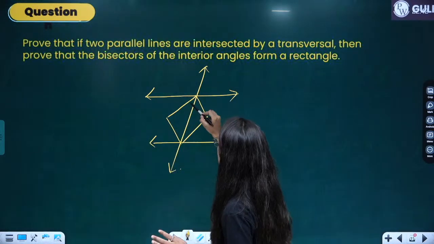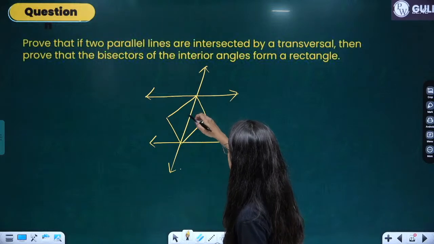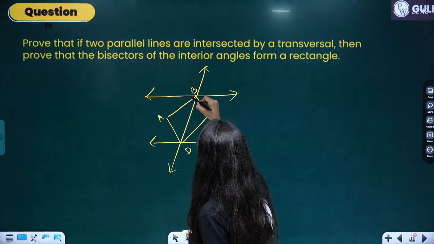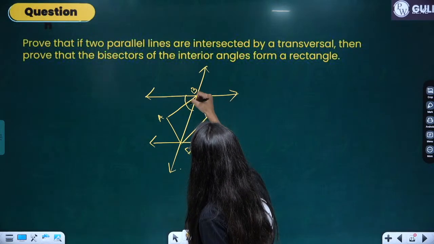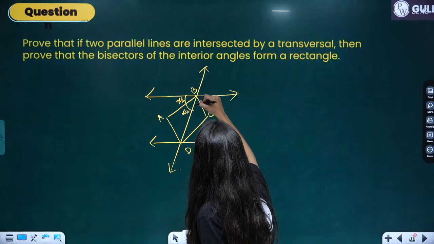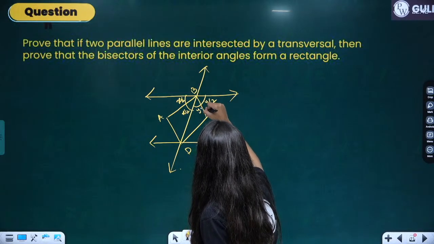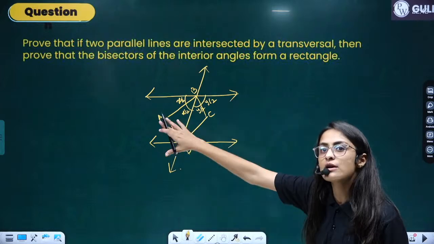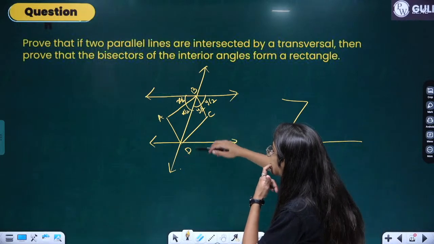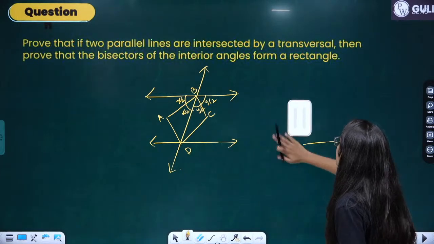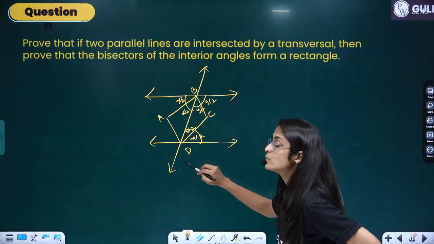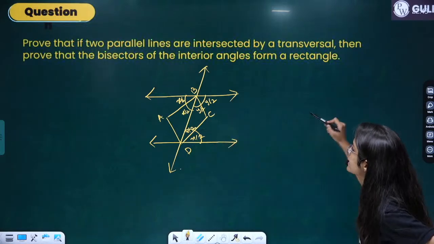First of all, I'll name the figure. If my full angle equals x, I'm naming this x by 2. If this is y, this will be y by 2, right? The same thing will happen on the other side also, because here I'm having an alternate interior angle. So if I have an alternate interior angle, this will also be x by 2, and this will also be x by 2, right?